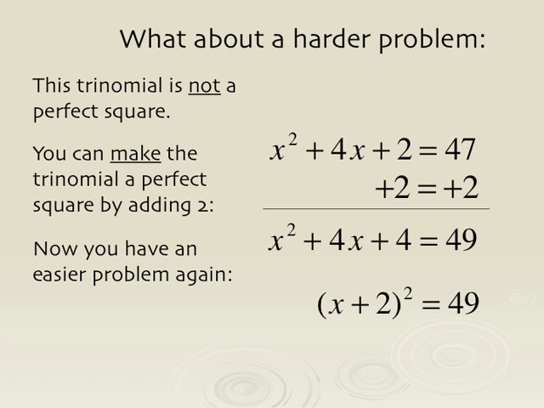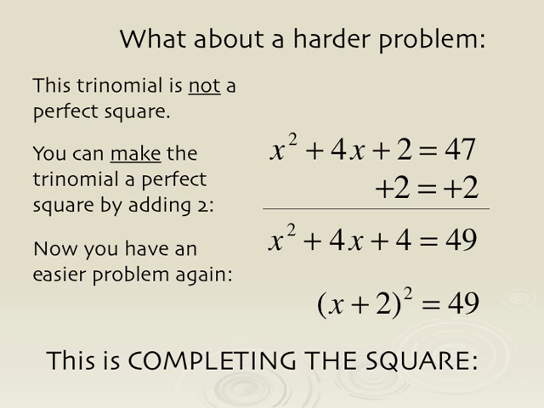This process of adding something, in this case it was 2, to make the left-hand side be a perfect square, we call it completing the square. We add a little bit to make the left-hand side become a perfect square trinomial.